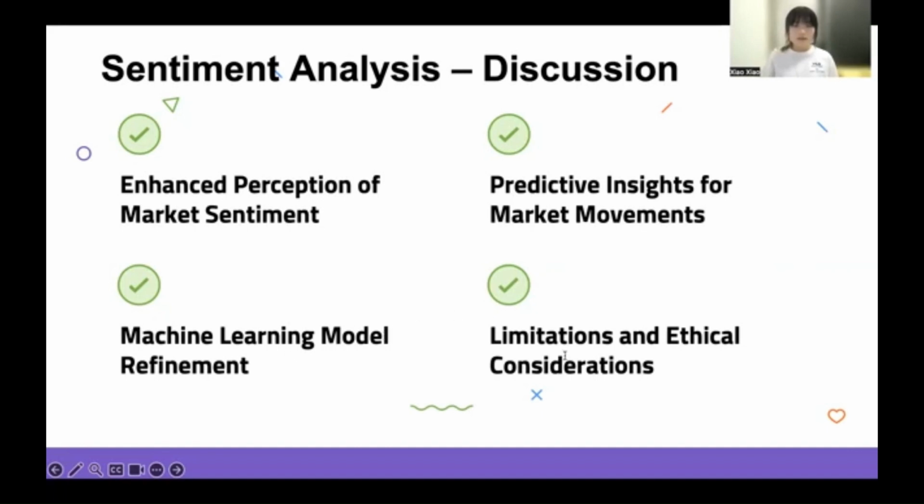The fourth is limitations and ethical considerations. While promising, the model's potential biases and the ethical implications of automated sentiment-based decision-making underscore the importance of transparent and responsible AI deployment in finance.